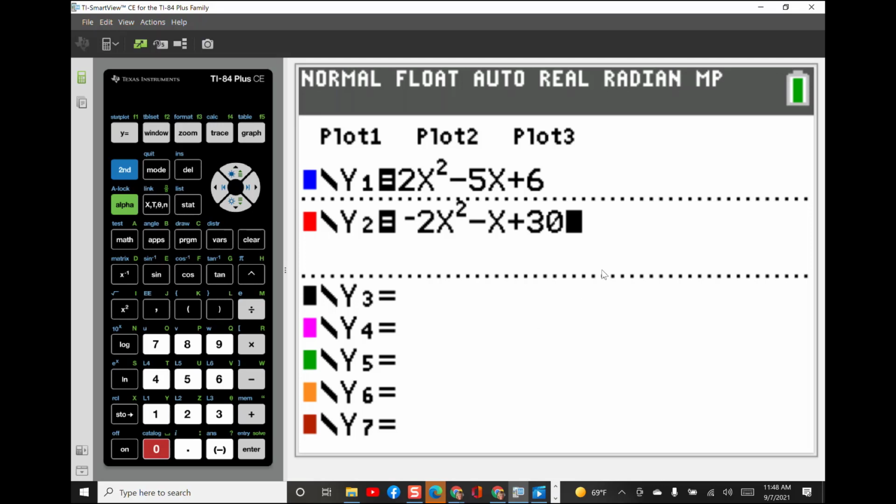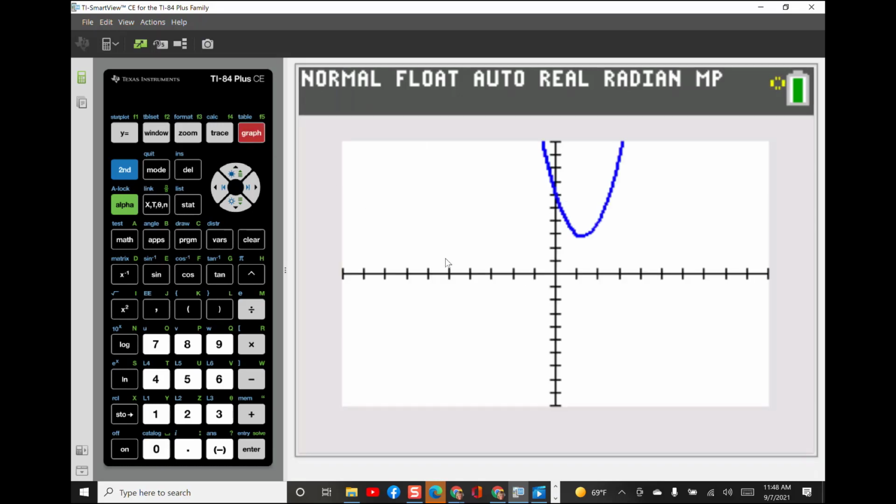Now, just looking at these two functions, I know that they're both parabolas, they're both quadratics. This one is going to point downward because it has a negative in front of it, and this will point upward because it's positive. So we know we're going to have two quadratics intersecting. That means we're going to have two spots where they intersect. So let's take a look at the graph and see if it gives us everything that we need.